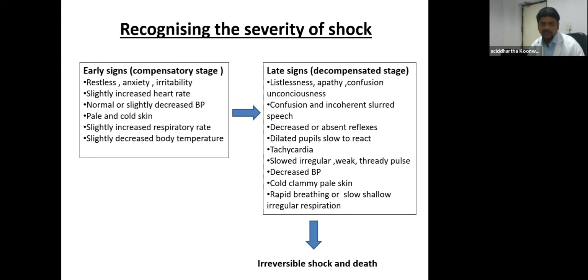In early compensated phase, the heart rate will be slightly increased, whereas in late signs, there will be significant tachycardia with slow, irregular, weak, thready pulse. In early stages, there will be pale and cold skin, whereas in late stages, there will be significant cold, clammy, pale skin with increased toe to core temperature gap. There will be slightly increased respiratory rate in initial phases, whereas later on in the decompensated phase, there will be significant irregular, rapid breathing with slow, shallow respiration.